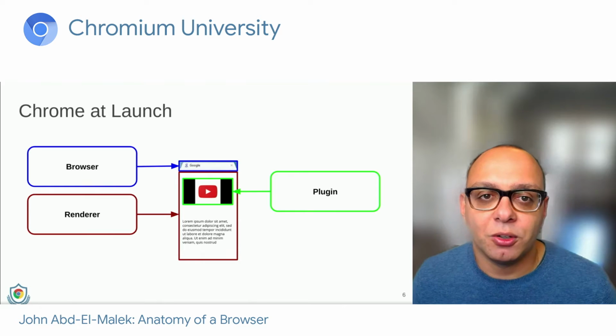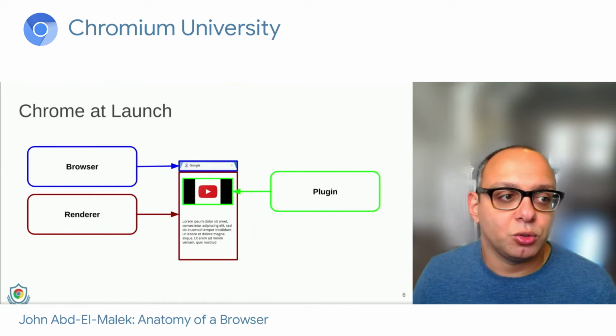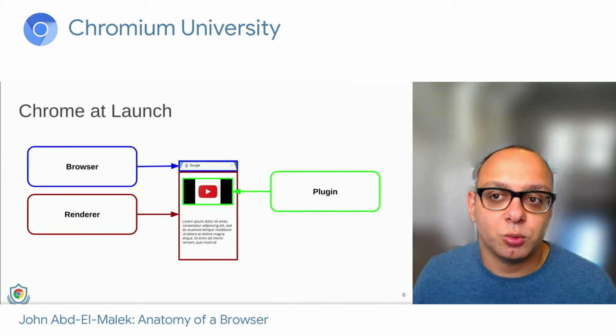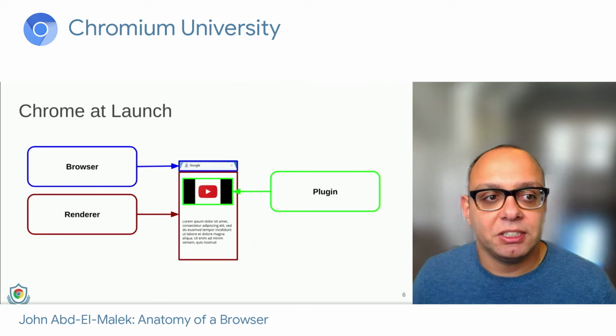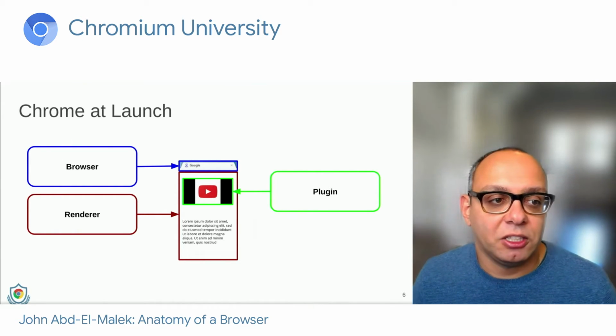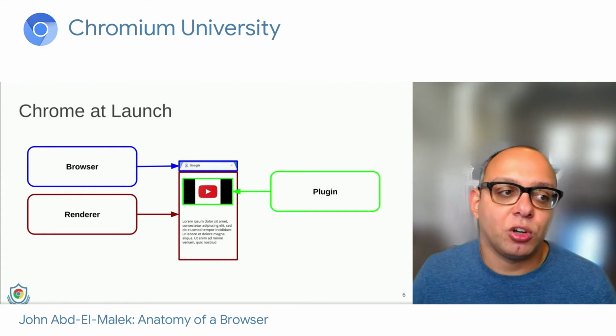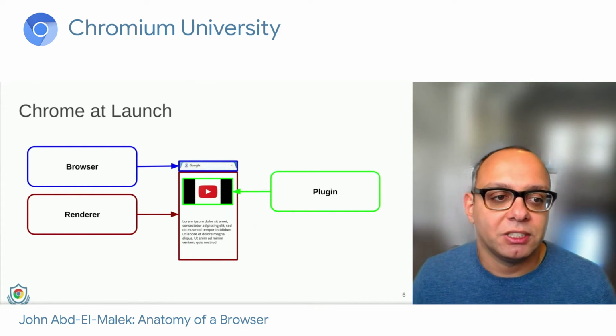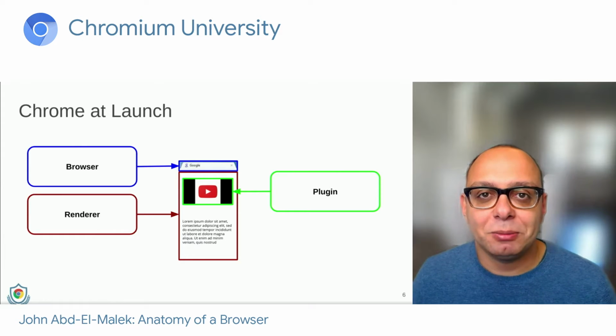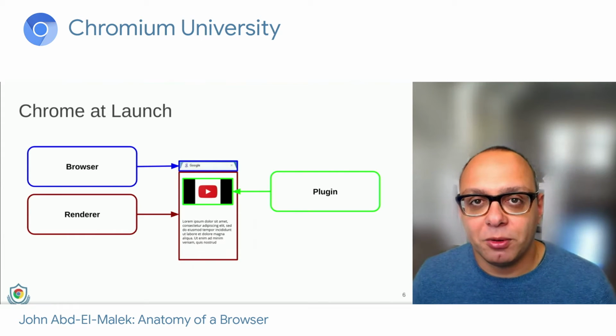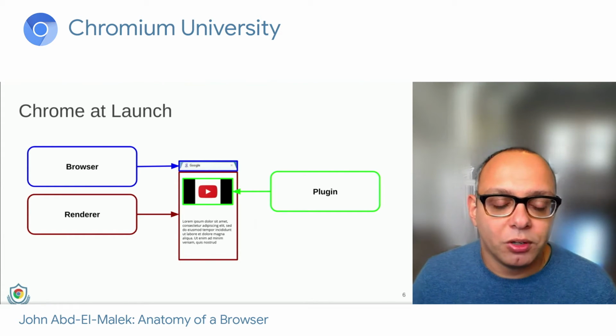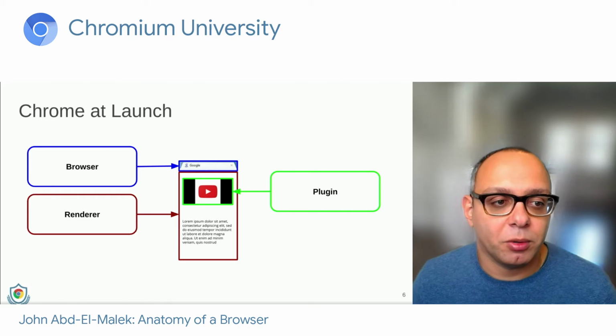Here's a different way to look at it. It can show you which process draws which part of the browser. So you can see the user interface is drawn by the browser process, and the HTML, like the text on the page, is drawn by the renderer process. And then plugins, this is back in the day when you needed a third-party plugin to show videos, were rendered by the plugin process.